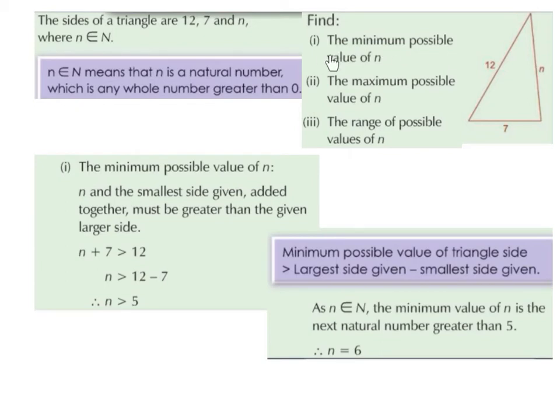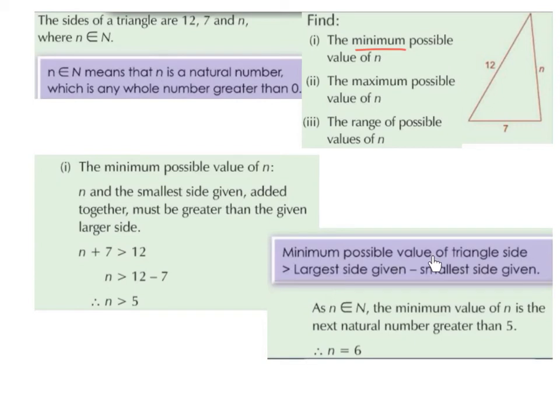So let's start off with the minimum possible value of n. n and the smallest side given, added together, must be greater than the given larger side. So n and the smallest side given, which is 7, added together must be greater than the given larger side, which is 12. We set that up as an inequality: n plus 7 is greater than 12. Then we solve for n. We bring the plus 7 over to the other side and it becomes minus 7, and 12 minus 7 is 5. So n must be greater than 5.